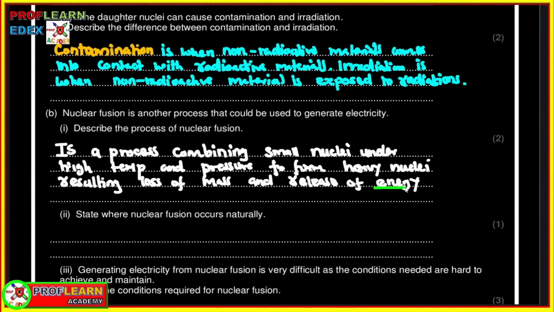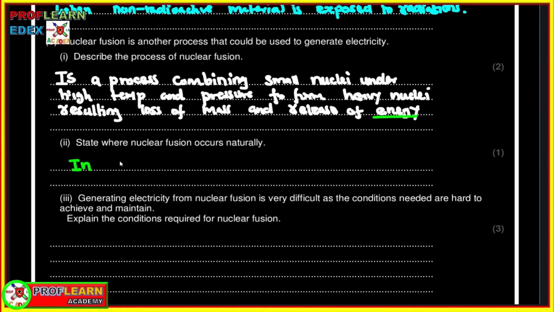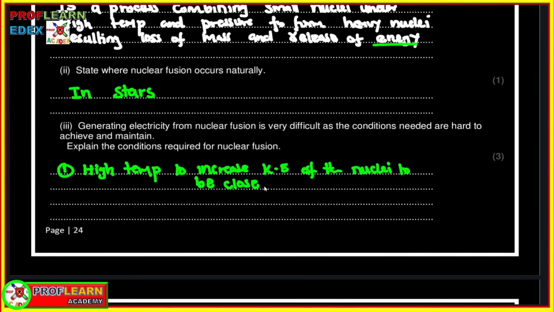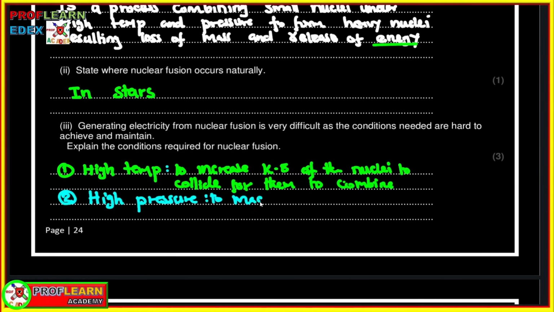We're supposed to state where naturally this occurs. This occurs actually in stars. So we need to say this occurs in the core of a star, of the sun or a star. The conditions required for this nuclear fusion are high temperature, and high temperature is meant to increase the kinetic energy of the particles so that they can collide for the fusion process to take place. Another factor is high pressure, and high pressure is meant to make the particles become close enough to fuse together, and this is meant to overcome the force of repulsion.